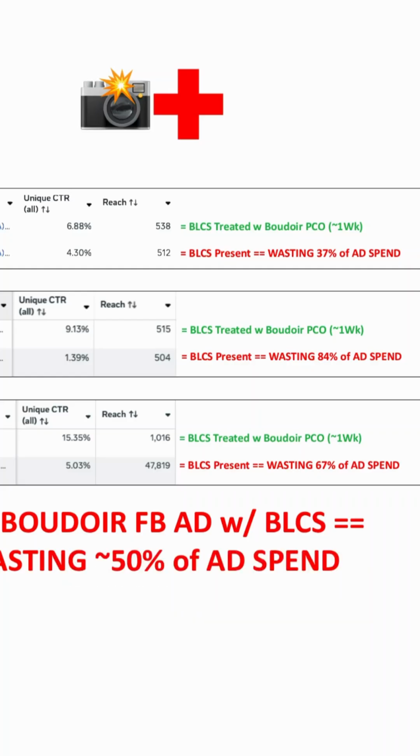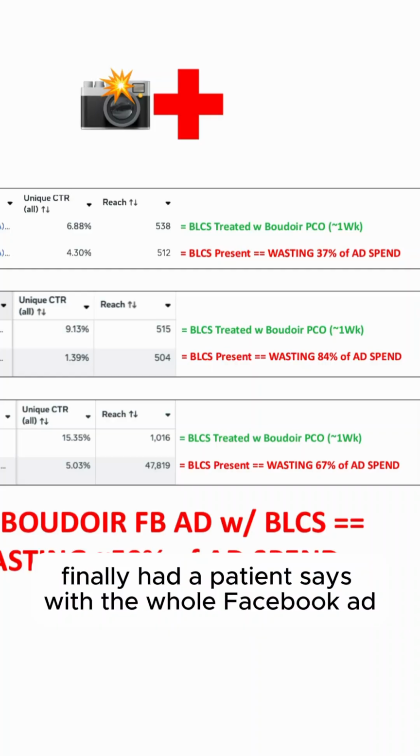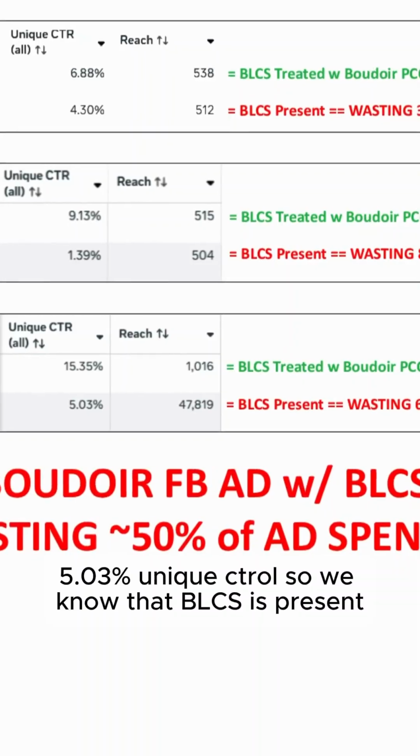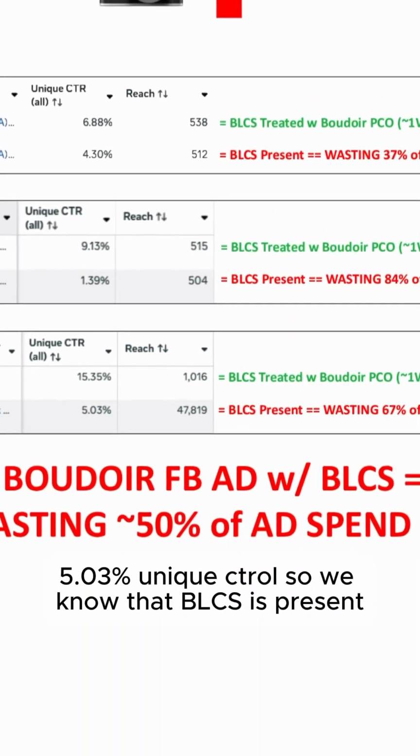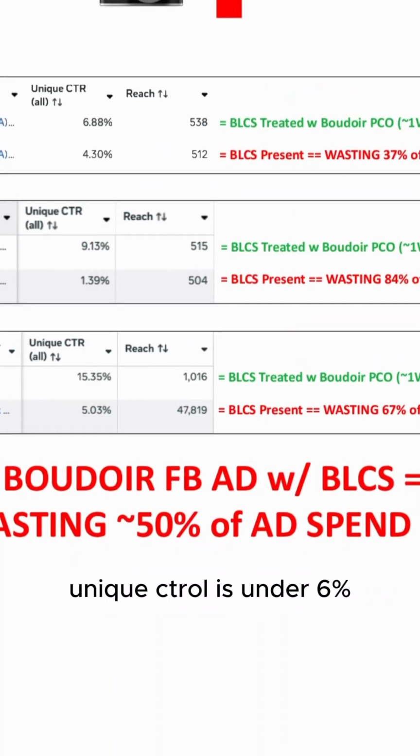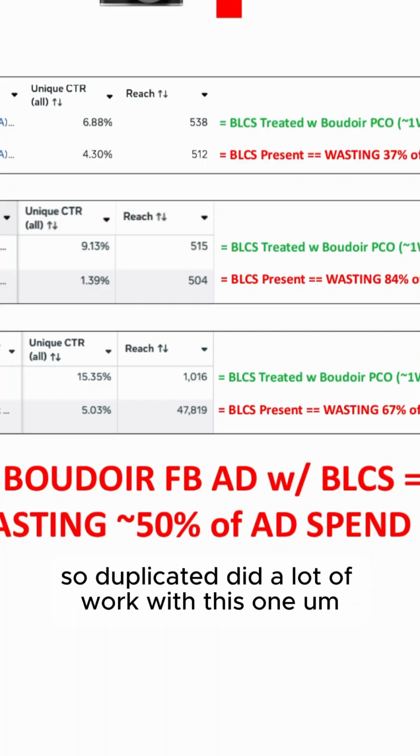Finally, had a patient, says Boudoir Facebook ad, 5.03% unique CTR. So we know that BLCS is present. Unique CTR is under 6%. So duplicated, did a lot of work with this one.